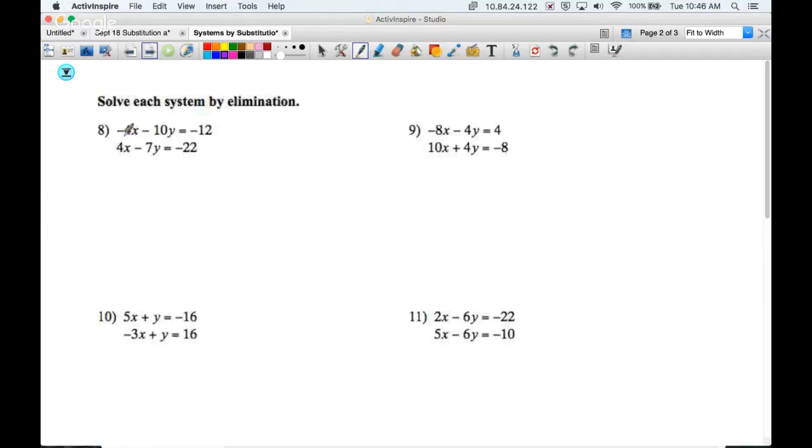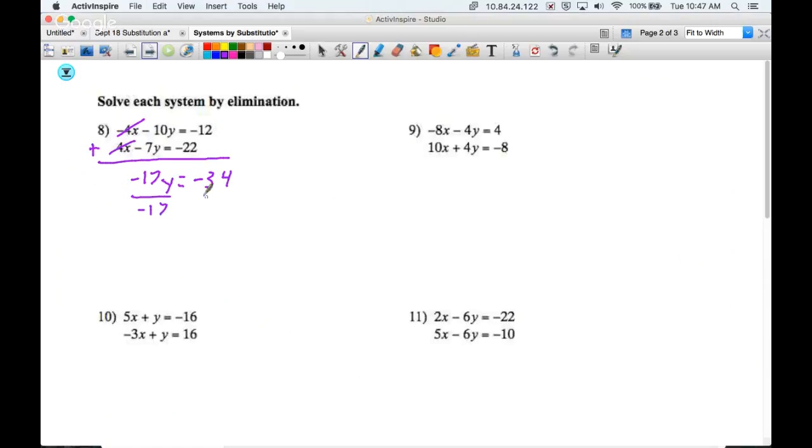We can see a negative 4x and a positive 4x. So when I add these two equations together, adding the left side of the equal sign to the left side of the equal sign, right to the right, like terms are already lined up. These will eliminate. That's why this is called elimination. Now, negative 10y plus a negative 7y, that's going to be a negative 17y. Negative 12 plus negative 22 becomes a negative 34.